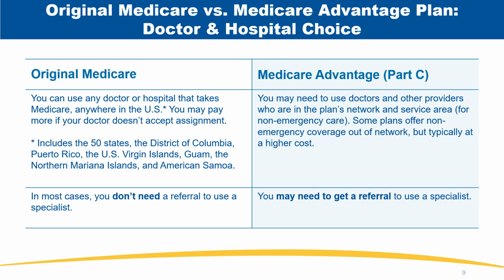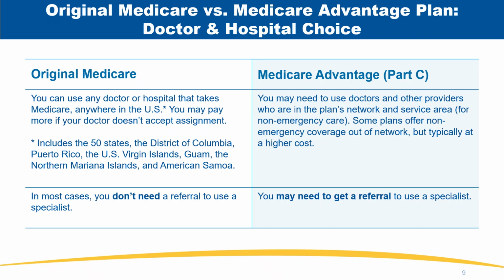Original Medicare versus Medicare Advantage, doctor and hospital choice. With Original Medicare, you can use any doctor or hospital that takes Medicare anywhere in the U.S. You may pay more if your doctor does not accept assignment. You would always want to make sure that the doctor that you're seeing accepts assignment. In most cases, you don't need a referral to use a specialist, as long as they accept Medicare.